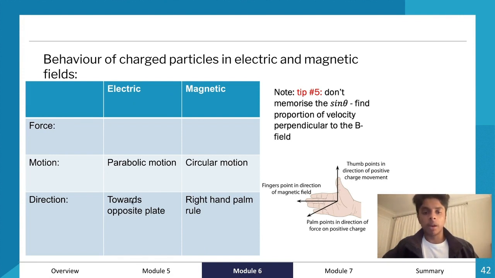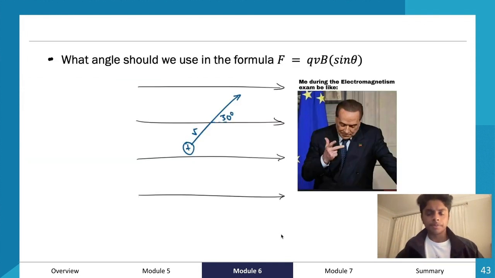So if it's a positive particle, it will move towards the negatively charged plate. And if it's a negatively charged particle, it will move towards the positively charged plate. That's because like charges repel and opposite charges attract. Whereas with a magnetic field, we can use the right-hand palm rule to calculate the direction of the charged particle. So what angle should we use in this formula?